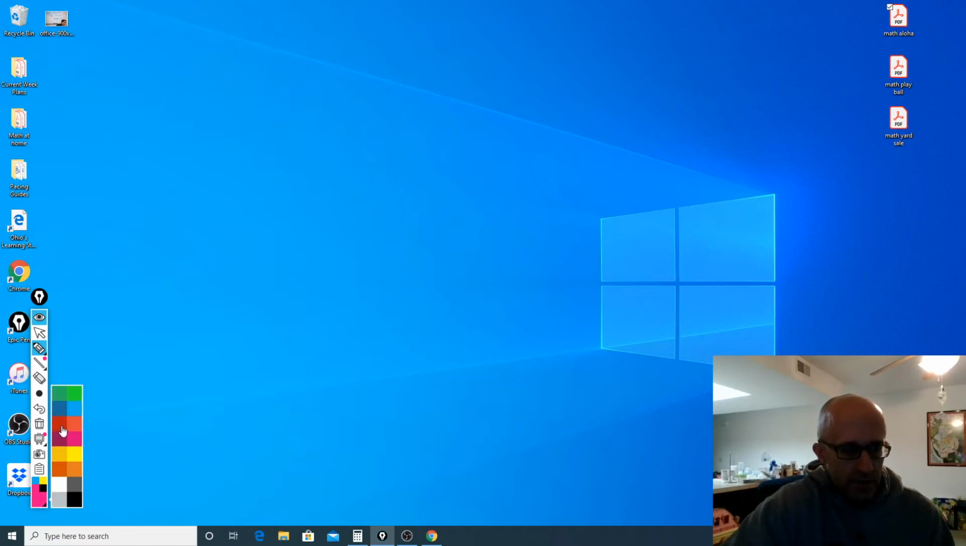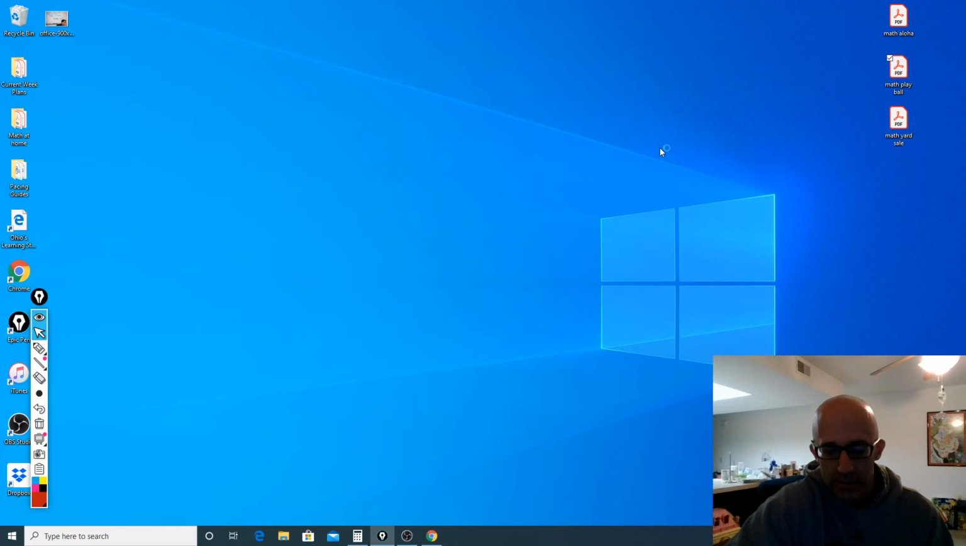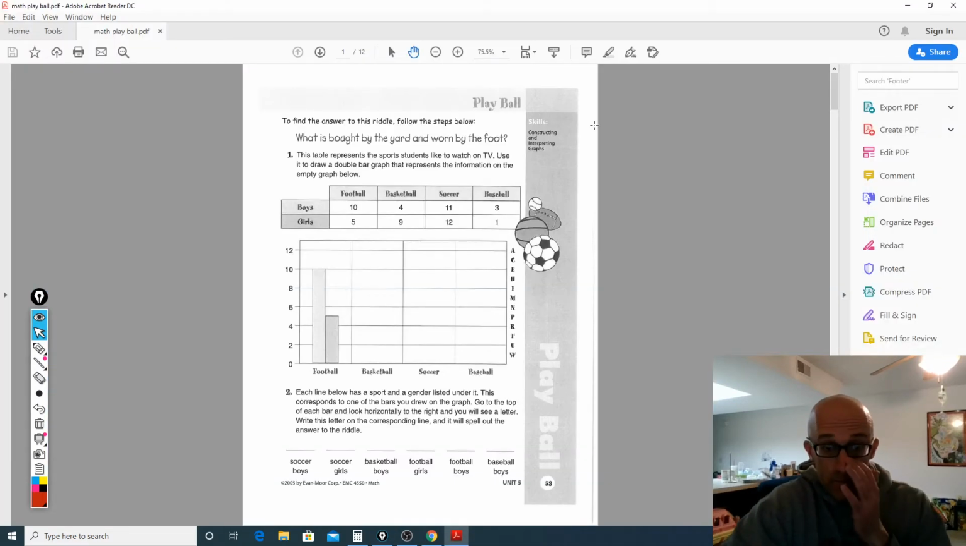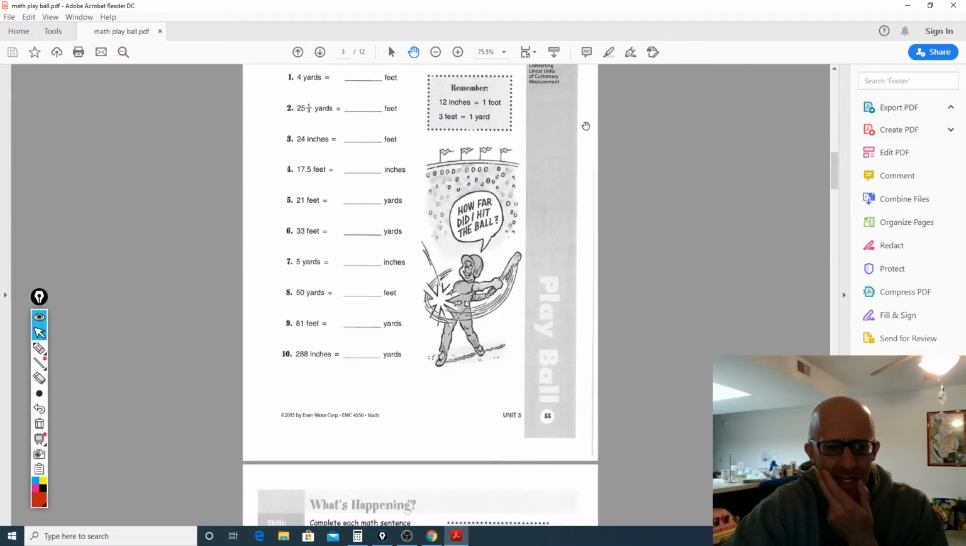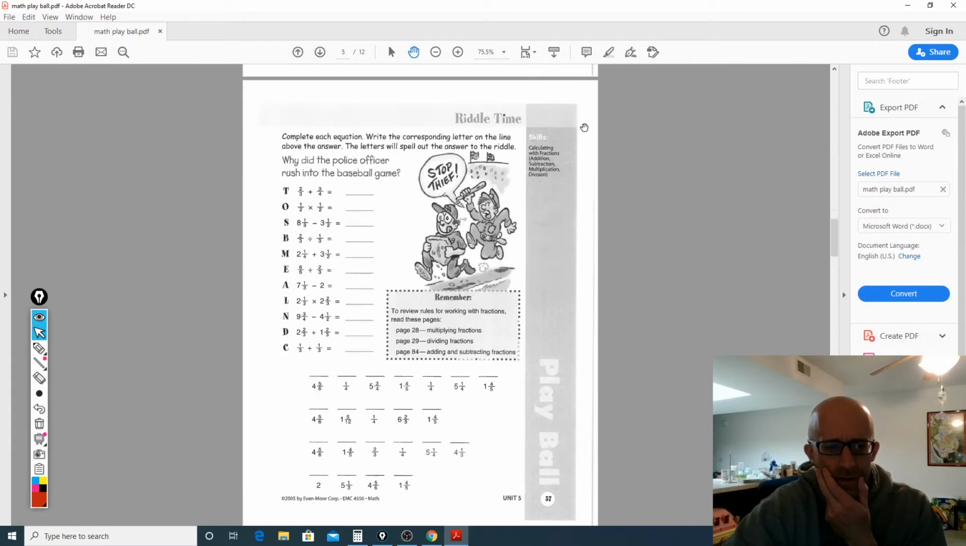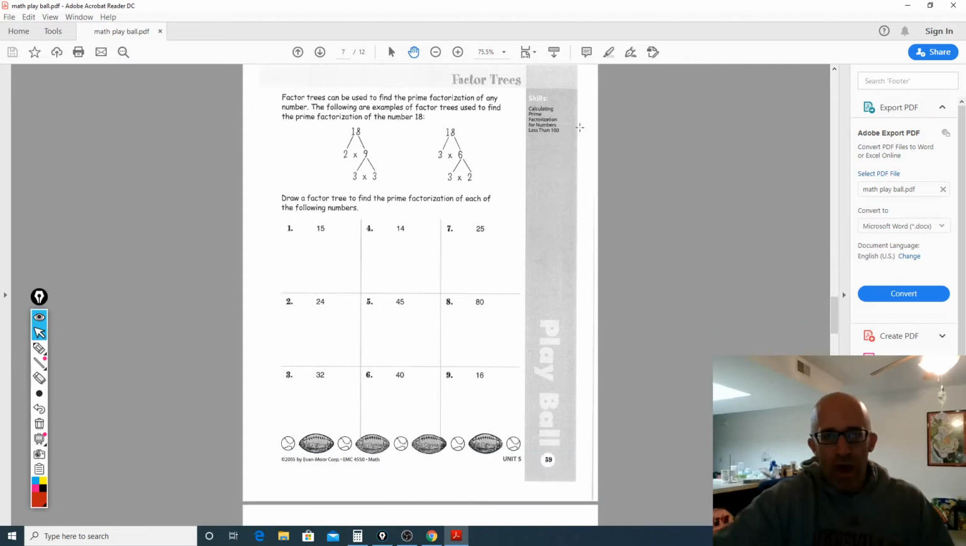Let's see what we can do here. Change this up. I'm going to bring up the play ball packet. Here we go. Now, I had a question about prime factorization, and it's talking about drawing factor trees.